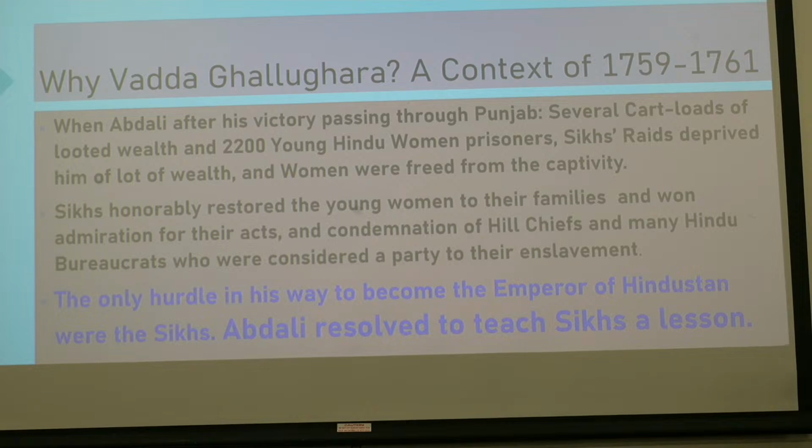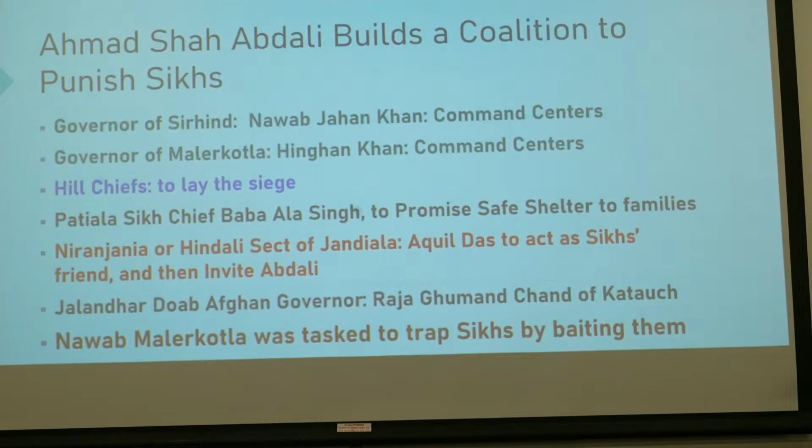And so they won admiration for their acts, but condemnation from hill chiefs and many Hindu bureaucrats who were considered a party to their enslavement. The only hurdle in his way to become the emperor of Hindustan was the Sikhs. Abdali resolved to teach them a lesson.